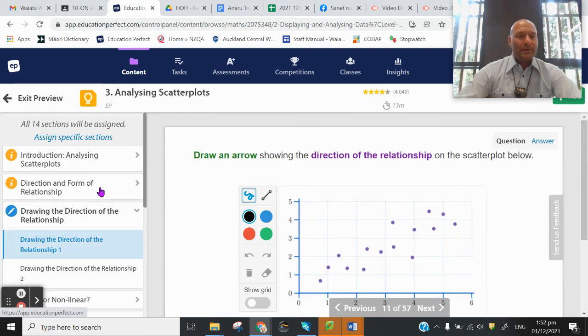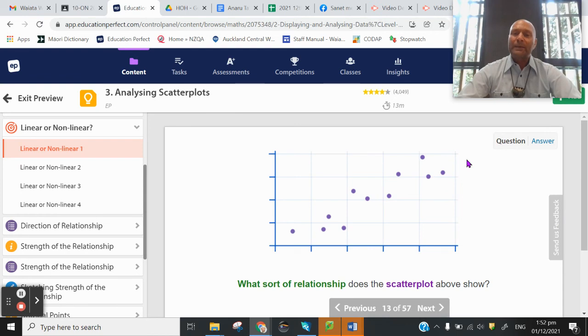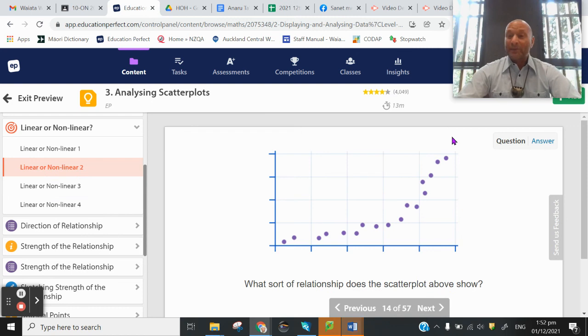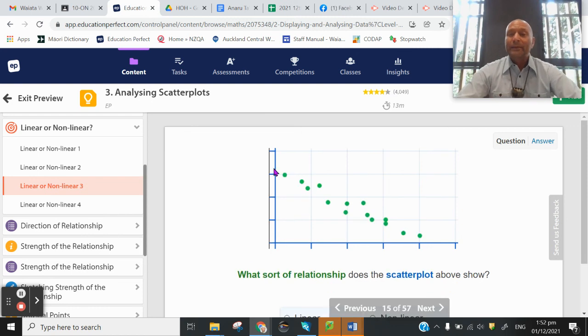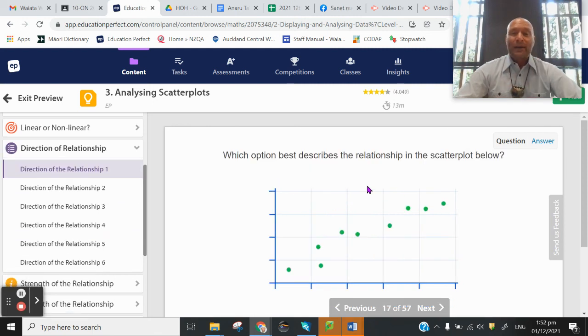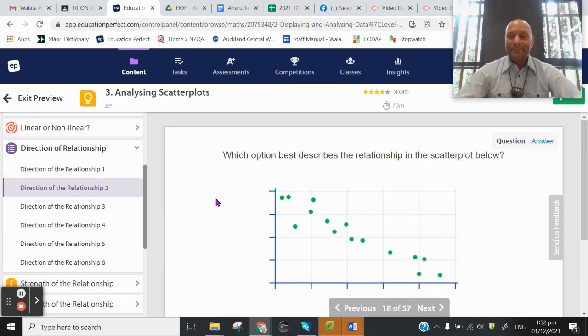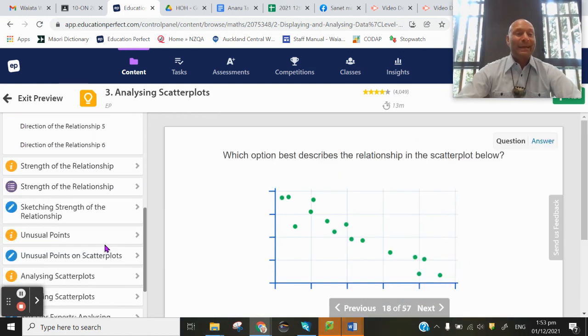Next one is going to be linear or non-linear. Up to the right, positive, and they pretty much follow a straight line, so I would say linear. Those definitely curve, non-linear. Pretty much a straight line, linear. And those curve, so non-linear. Now, the direction of the relationship, positive or negative: since they go up to the right, positive. They go down to the right, negative.